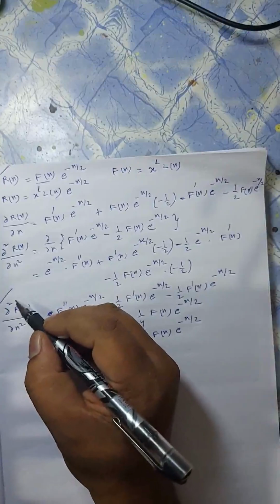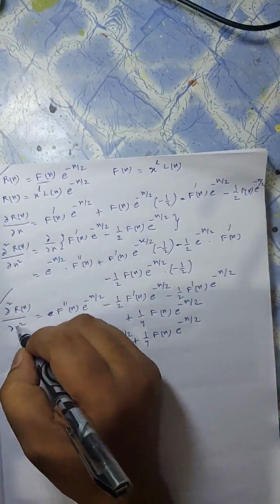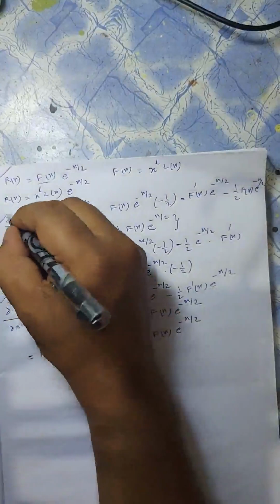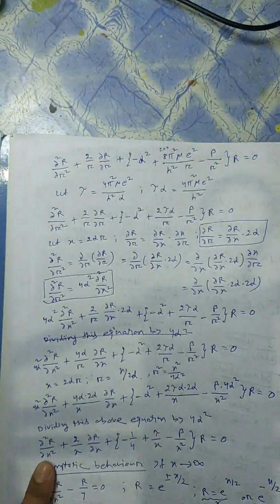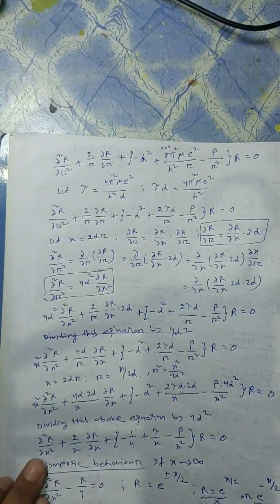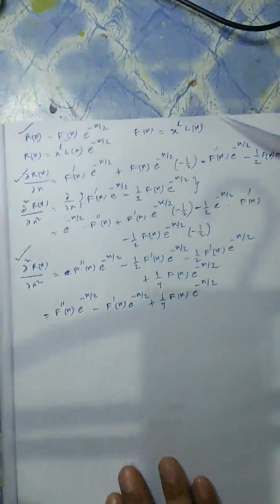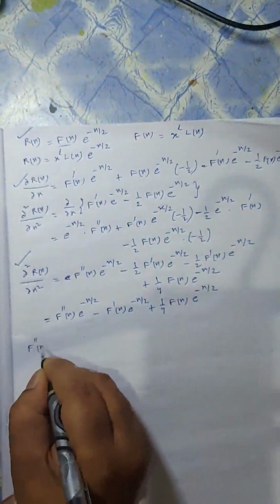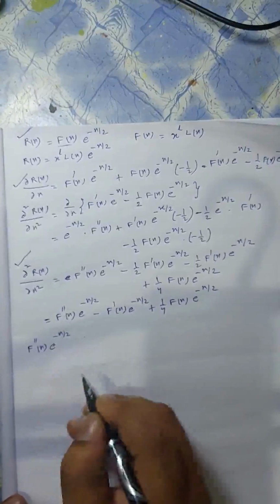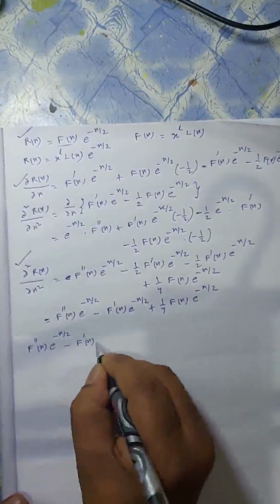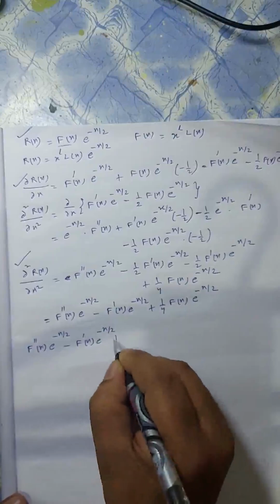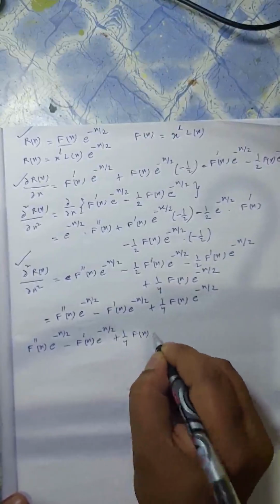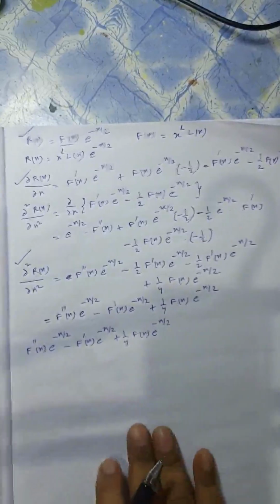Now whatever we did, we substitute these values. We substitute this dR by dx and this one, these three we have to substitute in this equation. Okay, just like in the simple harmonic oscillator, after substituting this equation, first we write the second derivative. I write this one, f double dash x e to the power minus x by 2 minus f dash x e to the power minus x by 2 plus 1 by 4 f(x) e to the power minus x by 2. Then what is remaining?